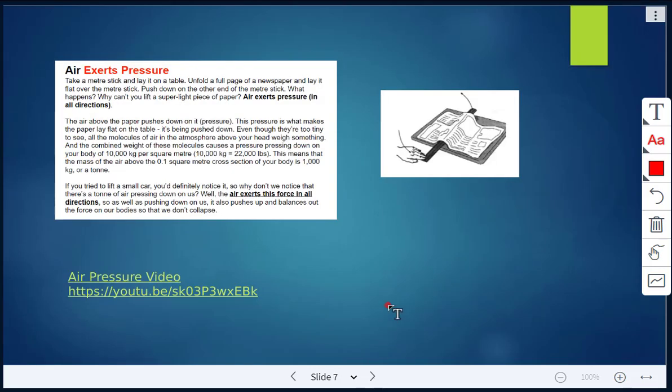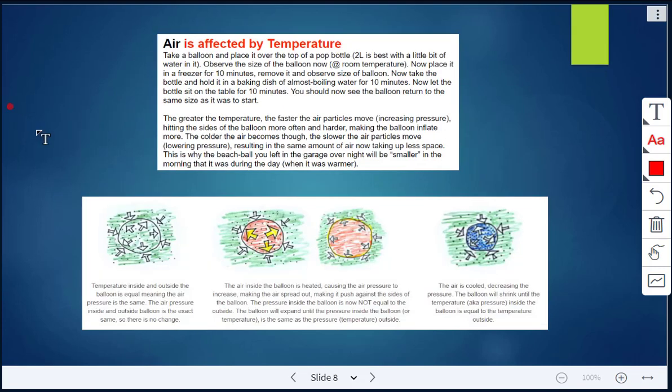Air exerts pressure. So let's take a look at this quick video here on how air exerts pressure. So next, the next property of air is affected by temperature.